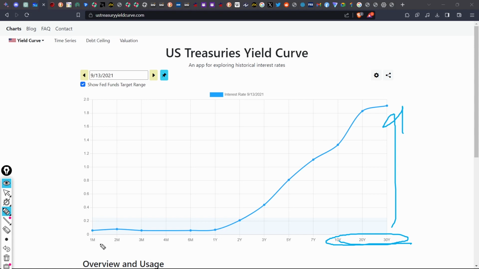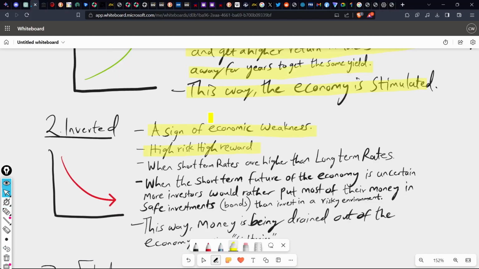But if you're asked to predict what's going to happen in the next 4 to 6 months, you're very likely to be correct. So the risk is lower here because the future is foreseeable. That's why the yield is very low. So yeah, high risk, high reward. Now let's go back. So here we are. When the short-term rates are higher than longer-term rates, this is an inverted yield curve.